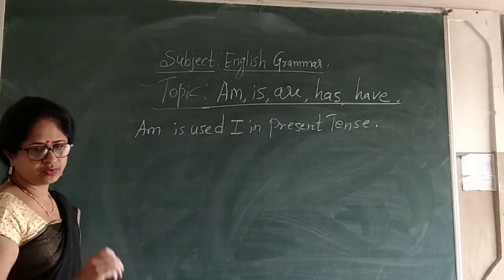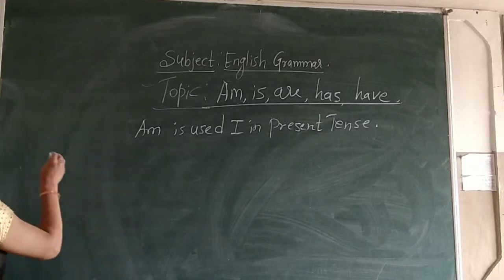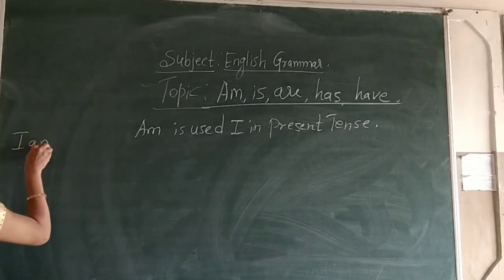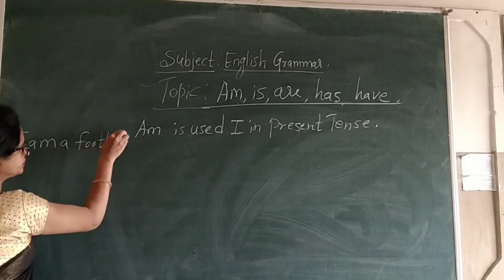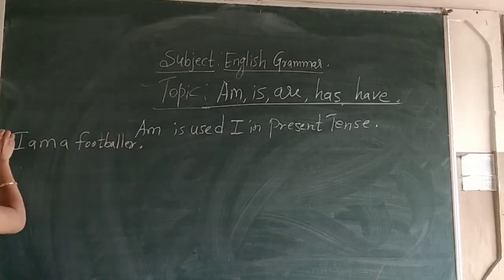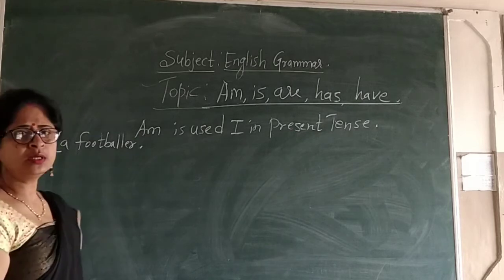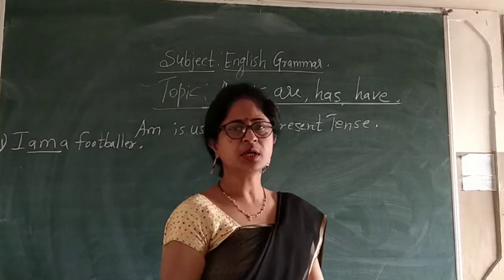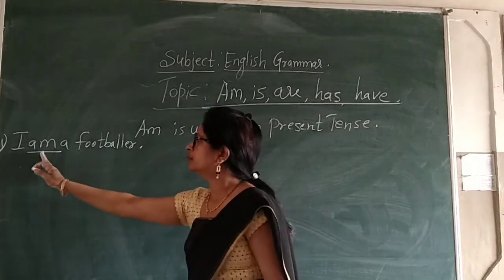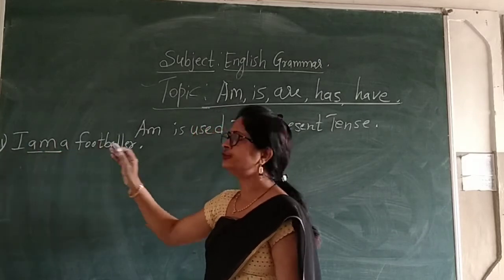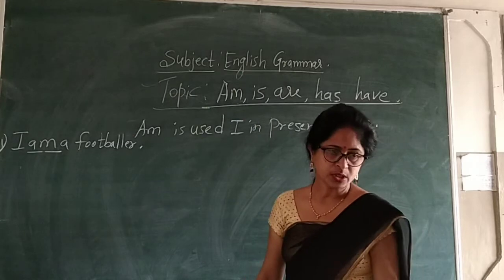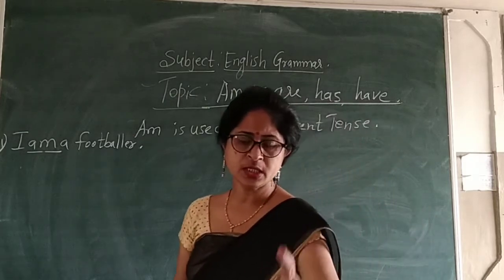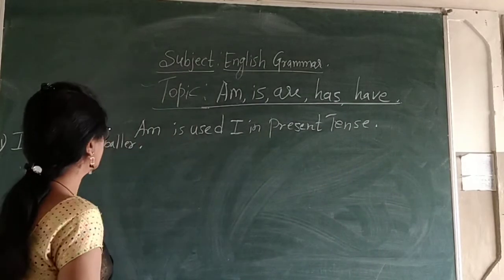So first we will see an example. I am a footballer. What is used here? Am. I ke saath hamesha hum kya use karte hain? Am. I am a footballer. Next is what? Is. Now is is used only with singular nouns. Is kiske saath use karte hain hum?